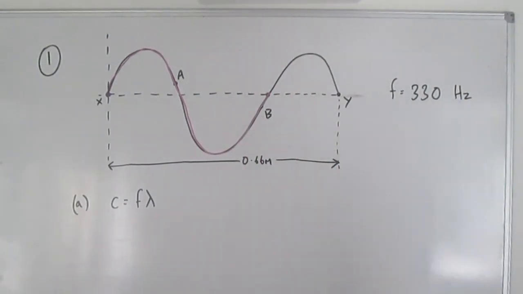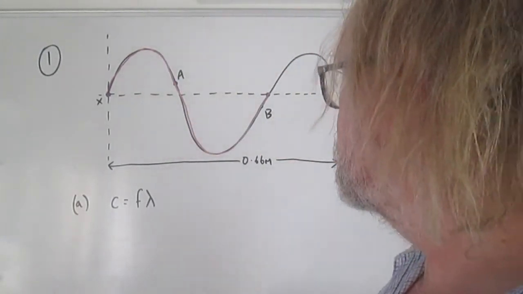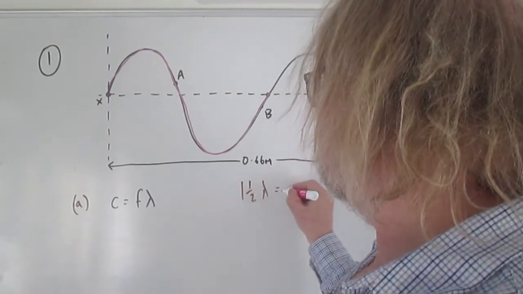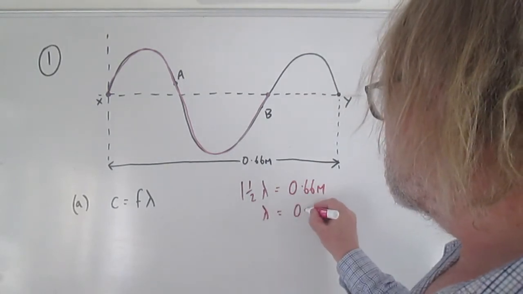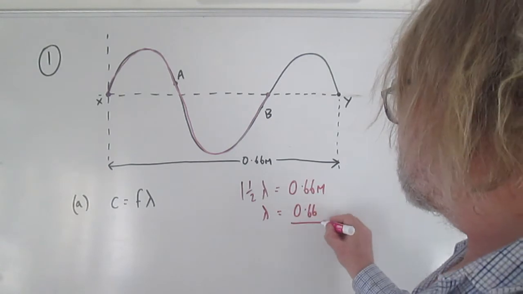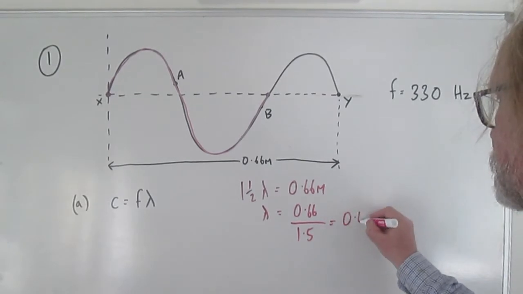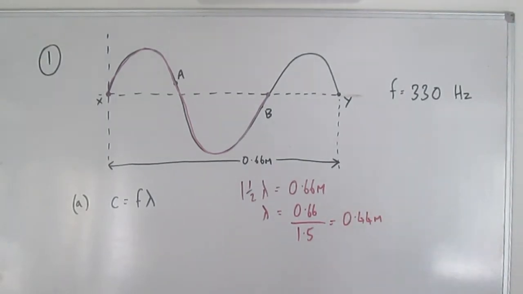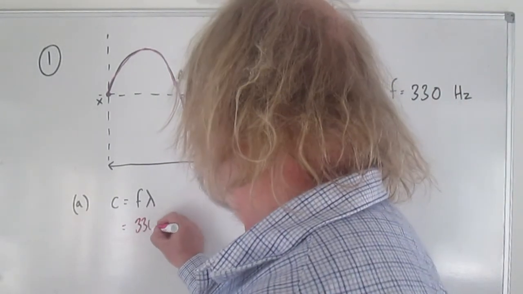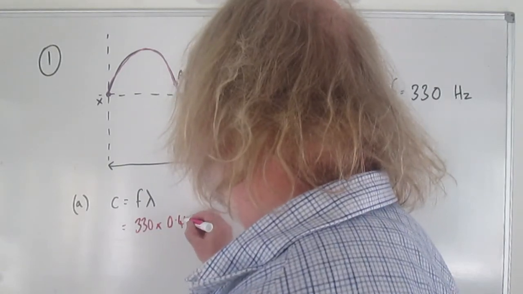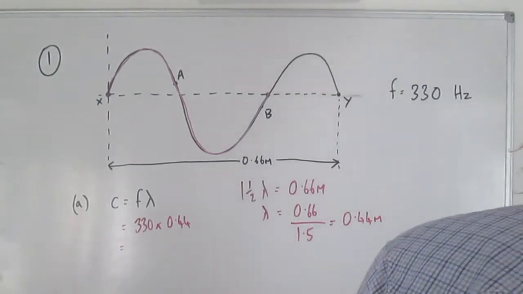So if that whole distance is 0.66 meters, that's obviously 1.5 wavelengths, so 1.5λ = 0.66 meters, and so λ = 0.66 divided by 1.5, which is 0.44 meters. And then we just plug the numbers into the expression. So that's equal to 330 times 0.44, which works out as 145 meters per second.